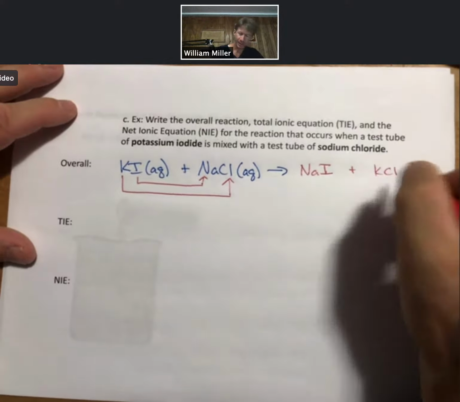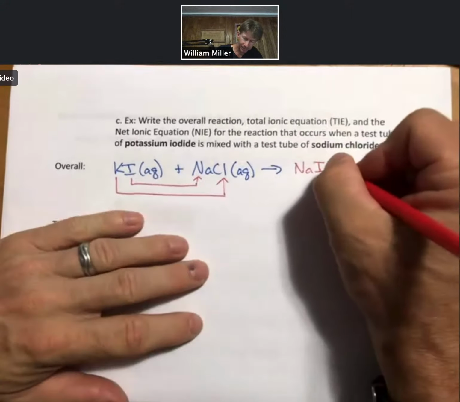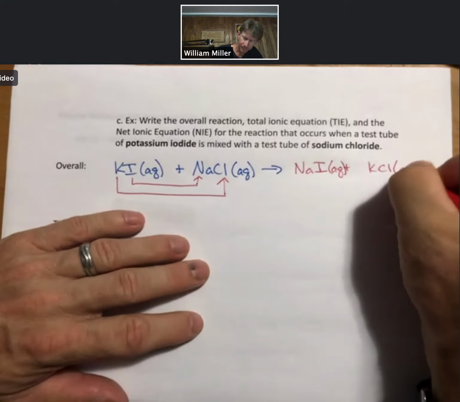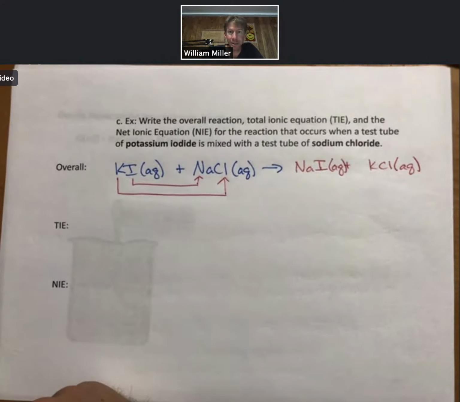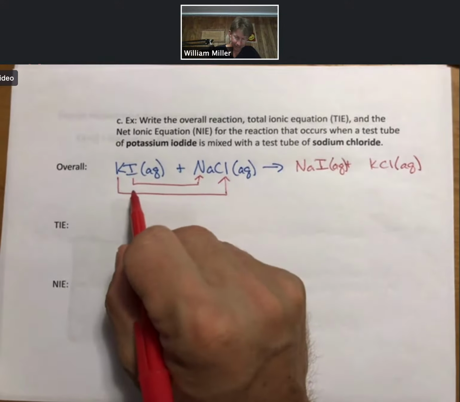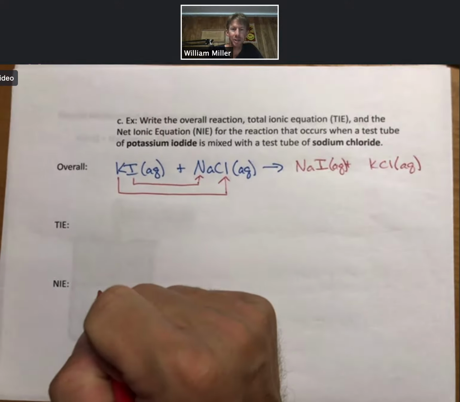Now if you go to your solubility rules and you look up anything with sodium, it is going to be soluble. Almost anything with chloride, but anything with potassium is also soluble. Both of those are aqueous species. Before we move on, balance: everything is fine with a 1 coefficient.